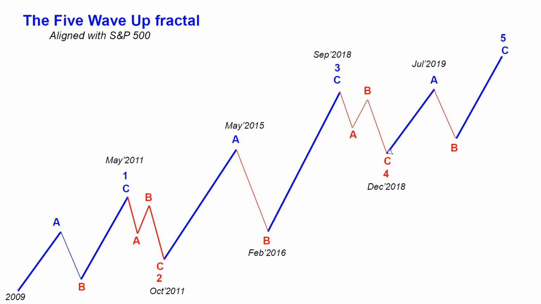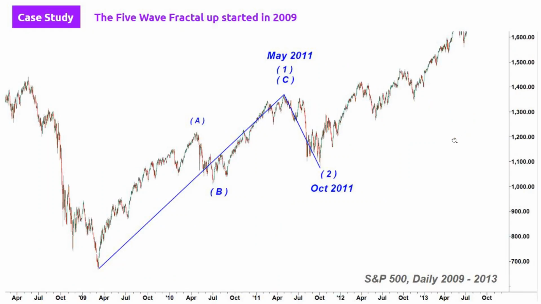And the first leg of the final ABC up of wave 5, its subwave A, topped in July 2019. So today we can be very confident that that wave A of 5 has finally topped, and here we are dealing with the corrective wave B of 5 down. Let me just show you how it looks on the real chart.